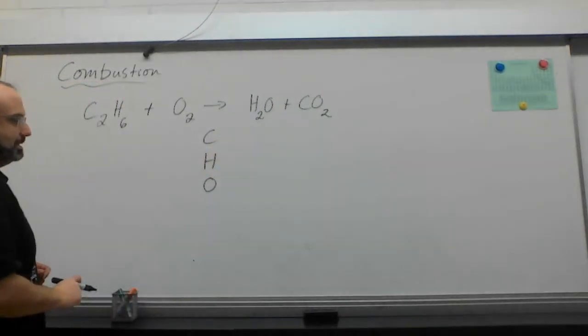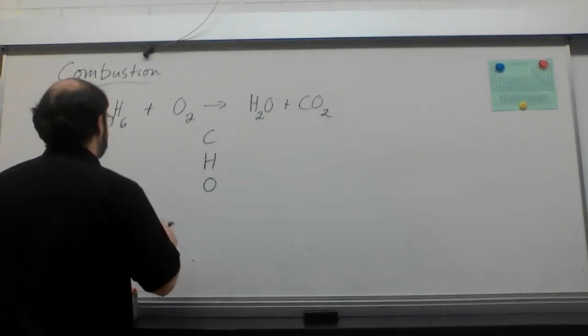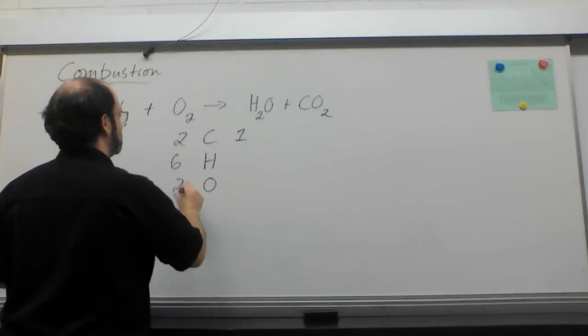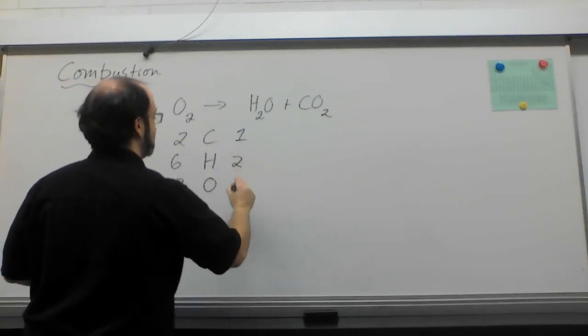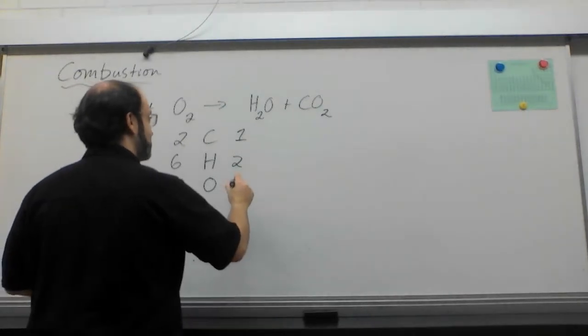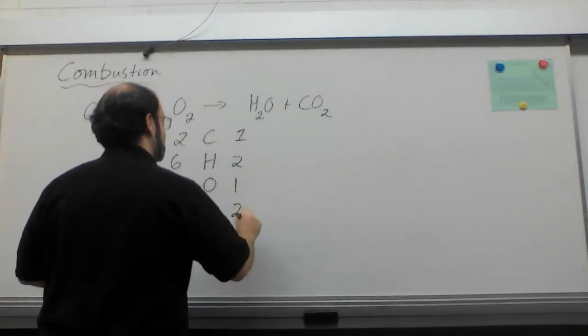Okay, we've got C, we've got H, we've got O. On this side over here, we've got 2. Over here, we've got 1. Here, we've got 6 and 2. Over here, we've got 2. And now the tricky part, you've probably seen a few of these, but this is the first time I've done an example on camera. 1 and 2.